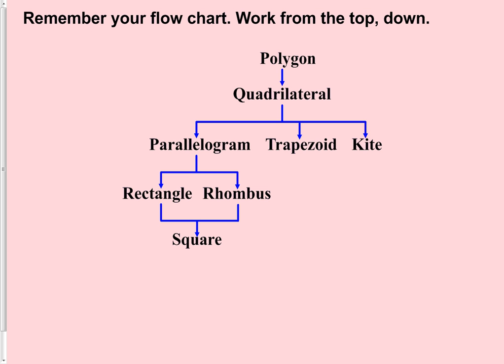Okay, so in the flow chart, if you've got the flow chart memorized, it's really pretty easy marching your way through the diagram. In order to determine if you have a polygon, the question is, do you have an enclosed shape built out of line segments? Yes or no? If you do, you can continue to move down the flow chart. Okay, does your quadrilateral have 4 sides? Yes or no? If it does, then you can continue moving down the flow chart.